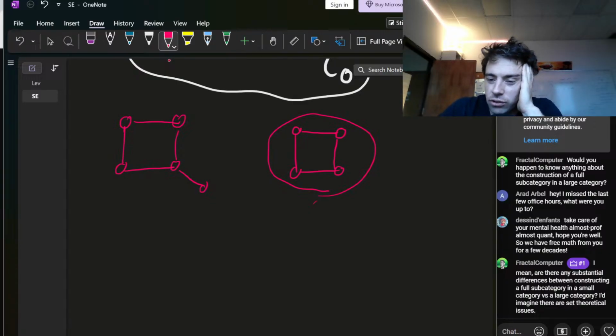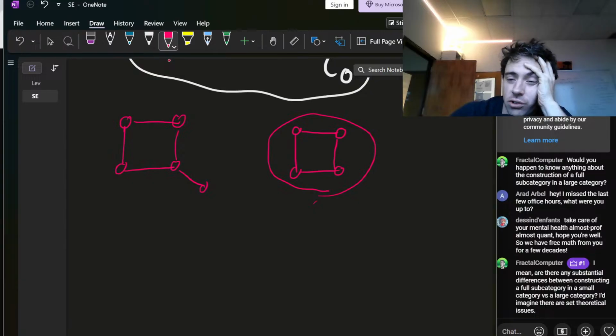Are there substantial differences between constructing a full subcategory in a small category versus a large category? I see. One second, let me just address the other comments.